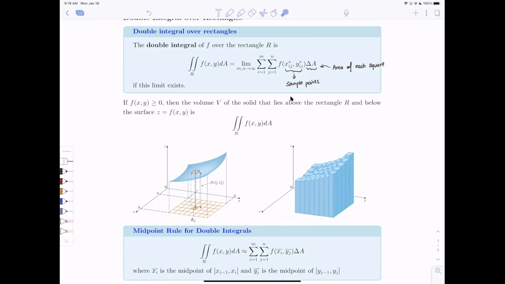And also, if your f(x,y) is greater than or equal to 0, then the volume of the solid, which is what we see here, lies above the rectangle R, which is this. This is your R. And below this surface is your integral. Sometimes when we compute the integral, we can use Riemann's sum to make an estimation by calculating the volume.